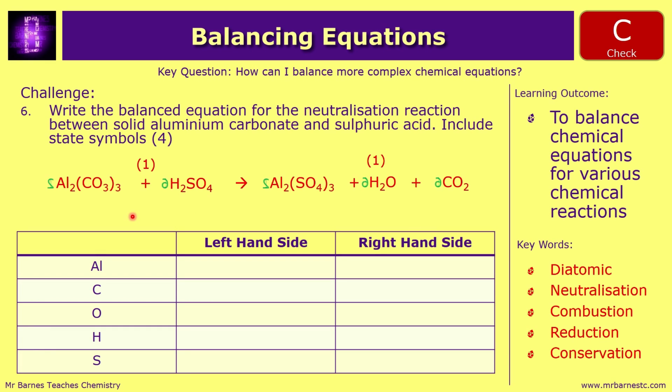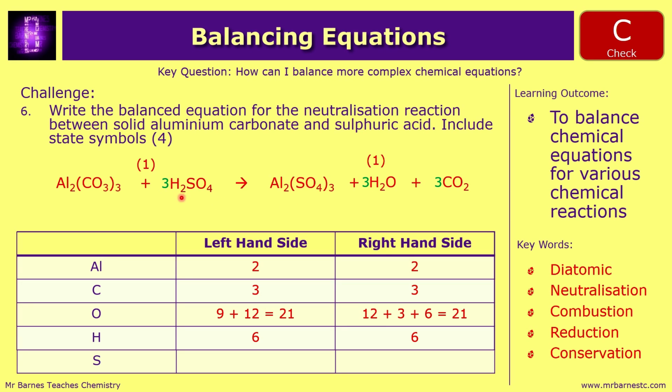So if I divide everything there by 2 and then check, aluminium I've got 2 and 2, carbon I've got 3 and 3, oxygen I've got 9 plus 3 times 4 is 12 is 21, and over here 3 times 4 is 12 plus 3 times 2 is 6, which is 21. Hydrogens, 3 times 2 is 6, 3 times 2 is 6, and sulphur, 3 times 1 is 3, 3 times 1 is 3. So that's balanced, and that is my 3rd mark.